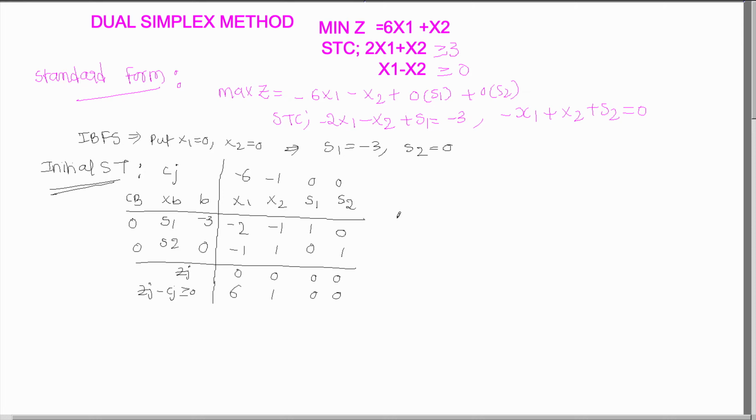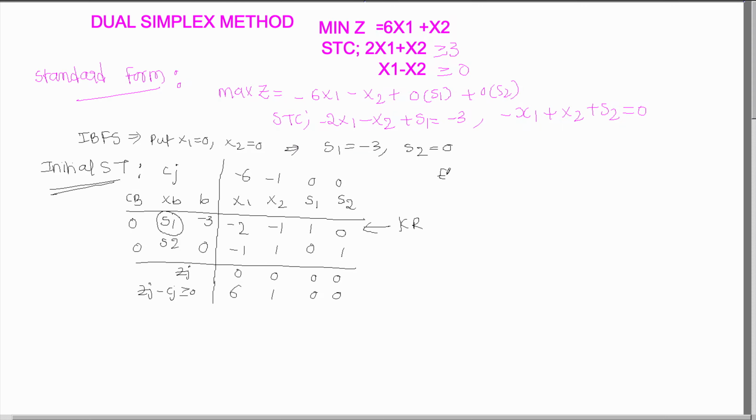So what is the difference between the simplex method and the dual simplex method? For the simplex method we first find the entering vector, but in the dual simplex method we first find the leaving vector. So how do we find the leaving vector? We choose the minimum value, 0 or minus 3, minus 3. So this is the key row. S1 is the leaving vector.